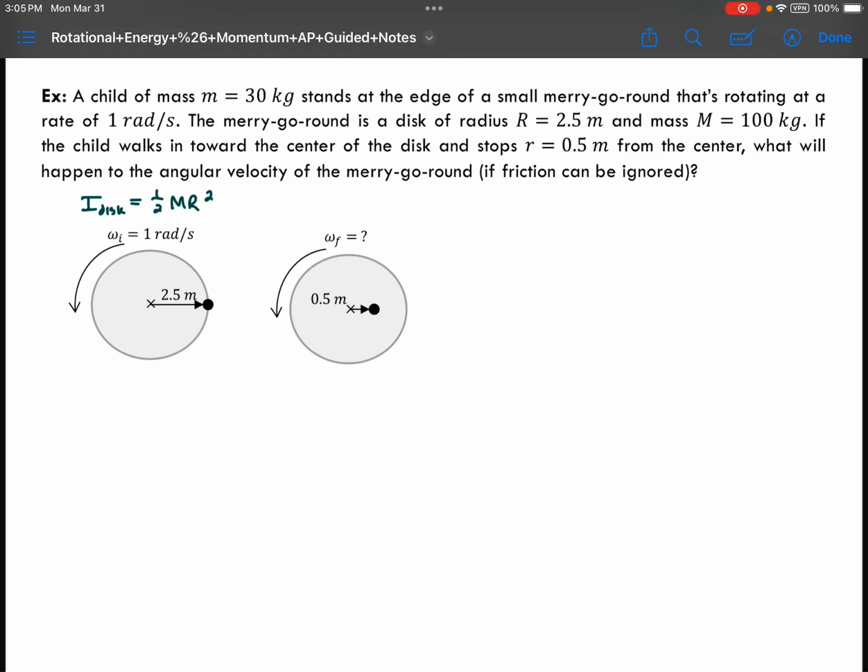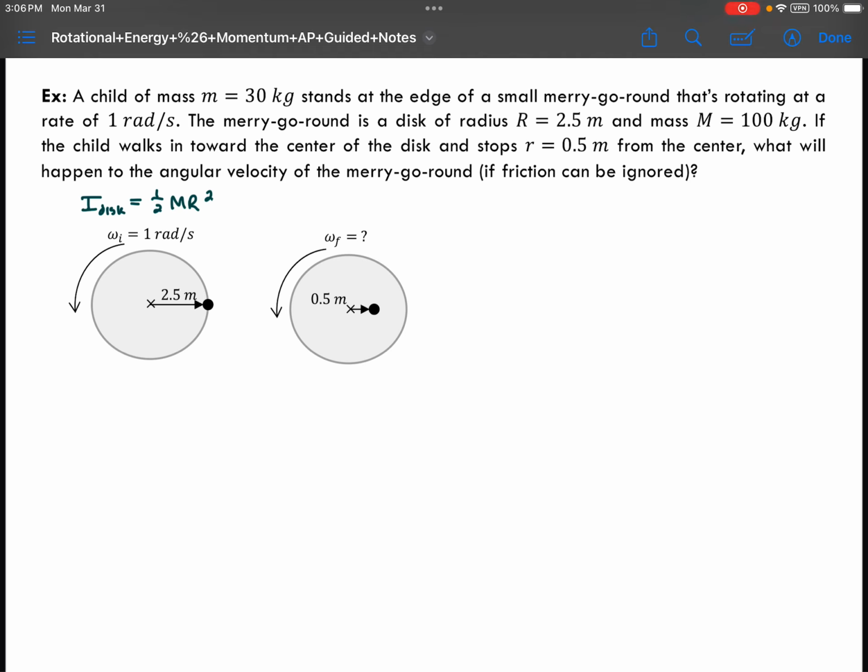Here's an example of conservation of angular momentum. We have a child of mass 30 kilograms who stands at the edge of a small merry-go-round that's rotating at a rate of 1 radian per second. The merry-go-round is a disc of radius 2.5 meters and 100 kilogram mass. If the child walks in toward the center of the disc and stops 0.5 meters from the middle, what will happen to the angular velocity of the merry-go-round?